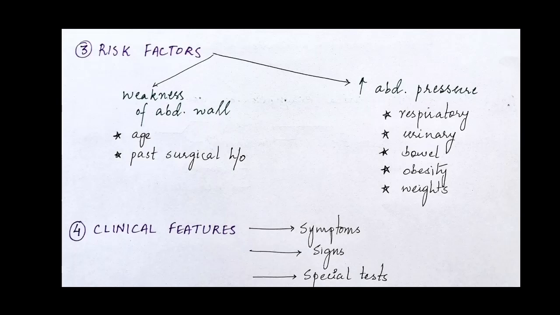Another surgical history that you need to keep in mind is any abdominal surgery because that can cause incisional hernias, not only inguinal. The second risk factor we know is increase in intra-abdominal pressure. For example, a respiratory cause like a chronic cough due to asthma, COPD, urinary cause like benign prostatic hyperplasia, or any other obstructive uropathy that can lead to straining during urination.